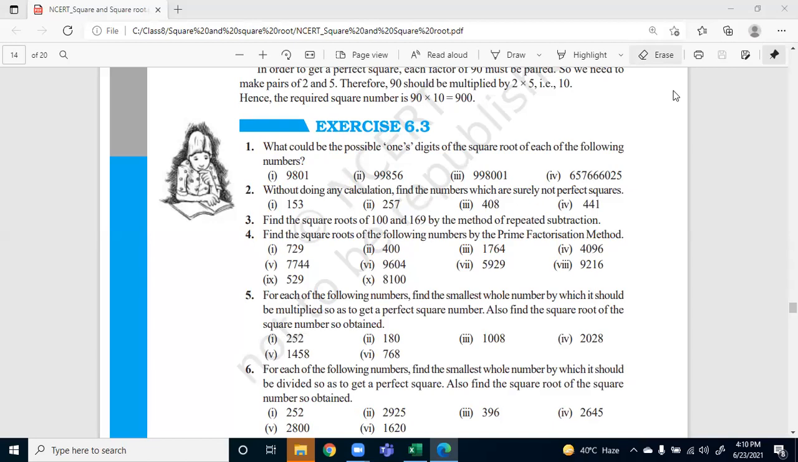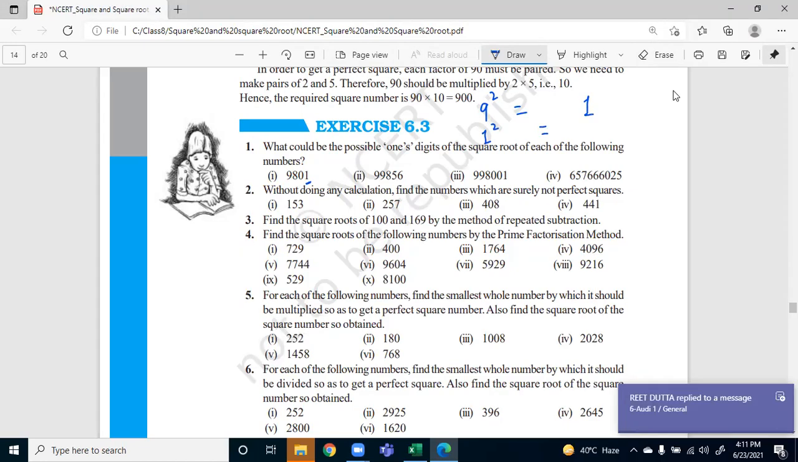What could be the possible ones digit of the square root of the following number? So if I take the square root of the following number, what is the ones digit? Let me do one for you. Here it is 1. You can see the ones place there is 1. 9 square ends with 1, and 1 square ends with 1. Let me write every square so that it will be helpful for question number 1.